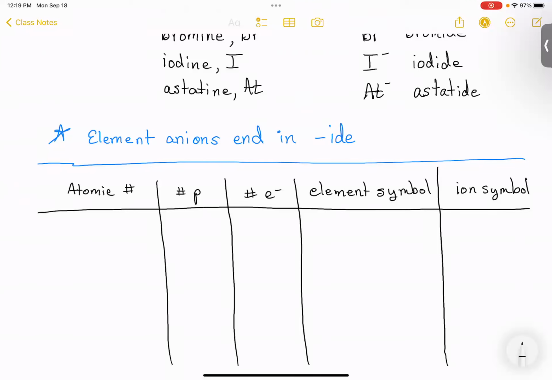Does the number of protons ever change? No. That is something you need to get solidified. Protons never change. So these cations and these anions, the reason they exist is because of electrons changing. Ions only exist because of the number of electrons changing.